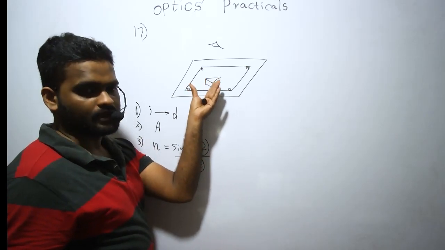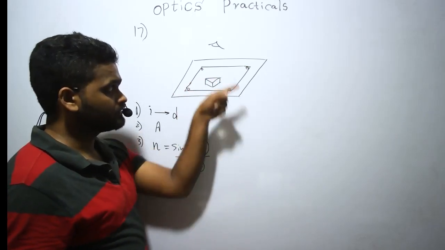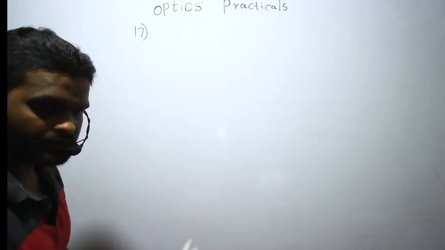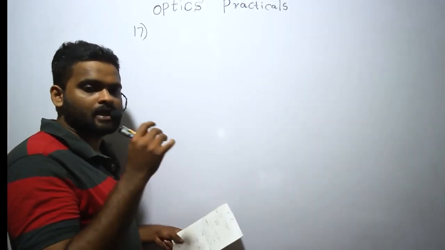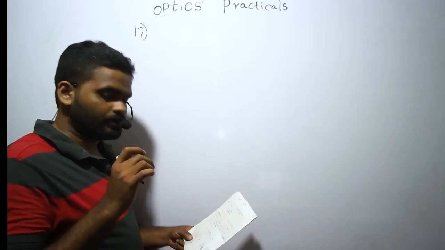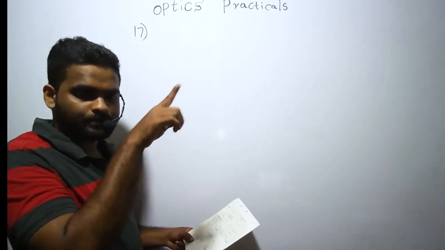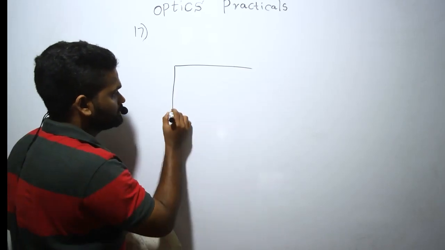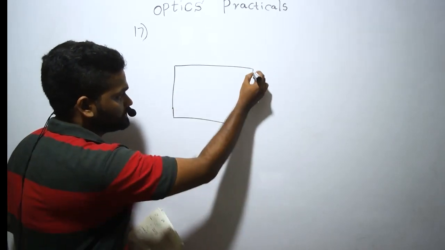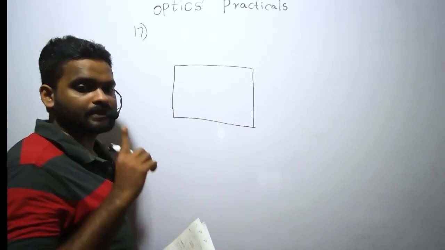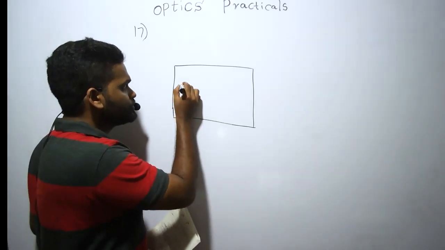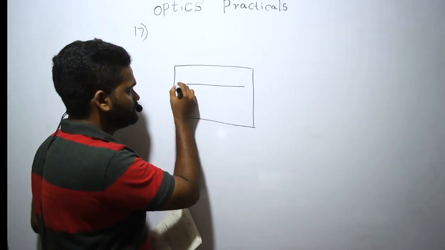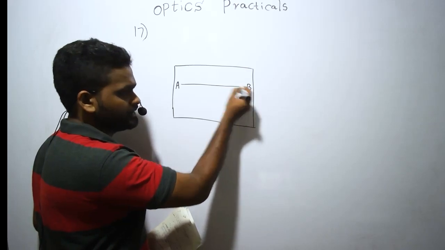Just take this down. So these are the things that you are going to draw on that white paper. Let's say this is the paper. The first step, you need to draw a line like this. Using a meter rule or something, you can draw this line. Let's say AB line.